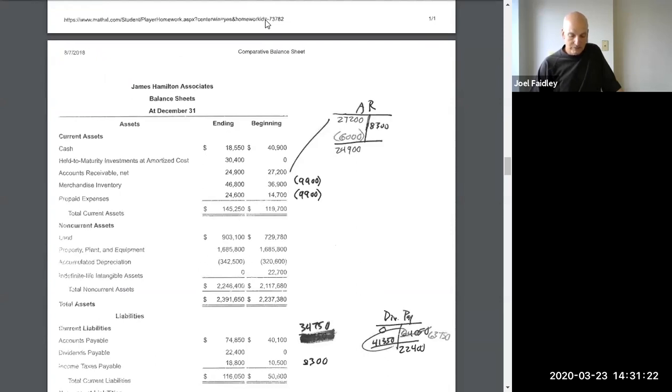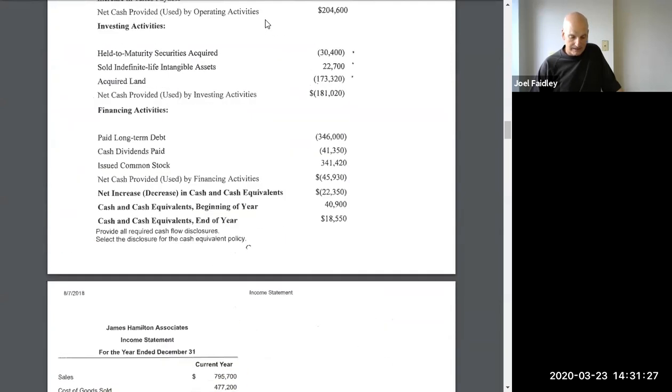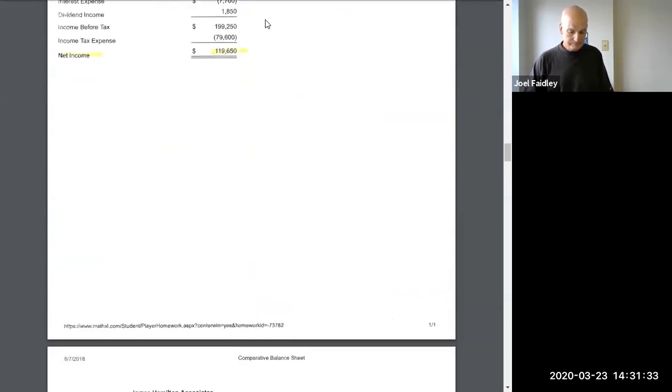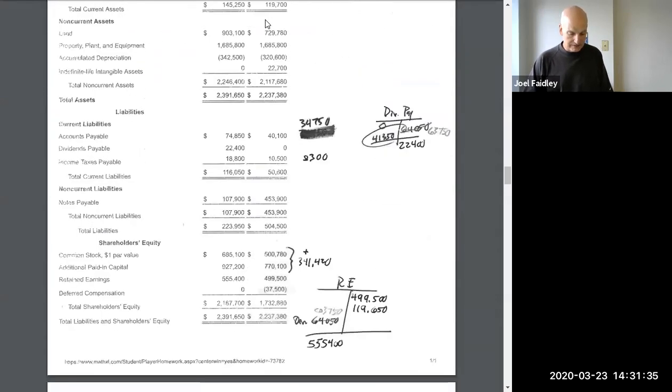All right, merchandise inventory, 9,900. Prepaid expenses, 99. You don't have to do anything there except plug in the 9,900s. Increase in accounts payable, increase in taxes payable. I don't think there's anything challenging there. Accounts payable, income tax payable.